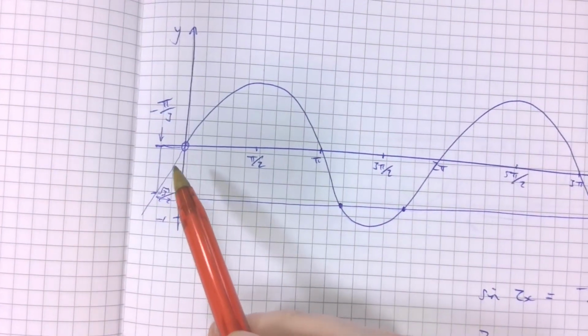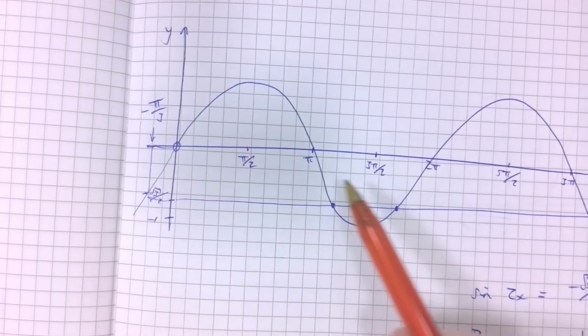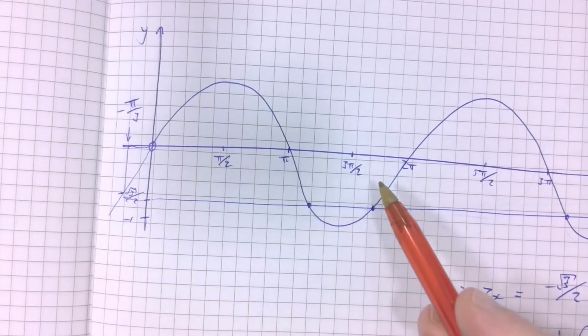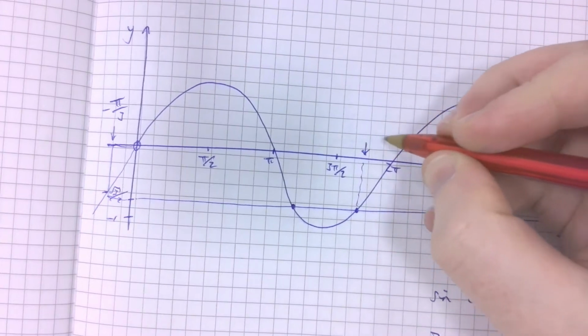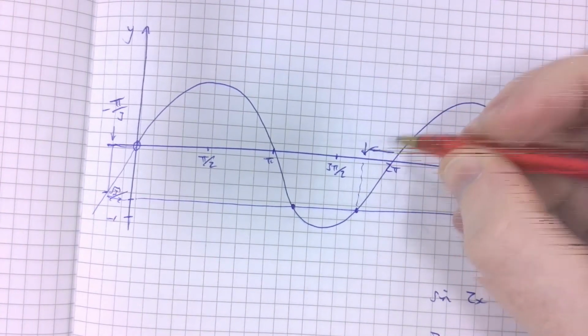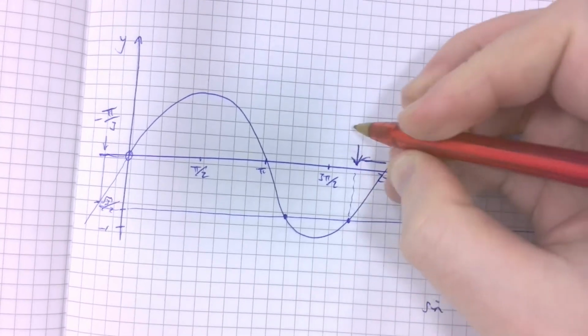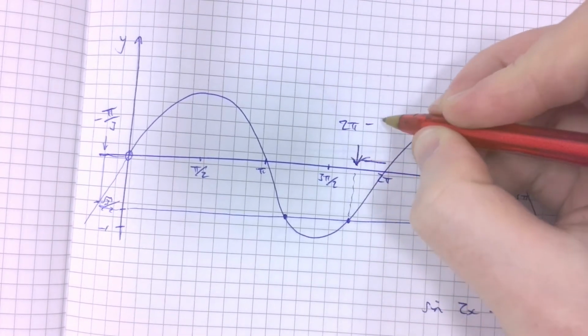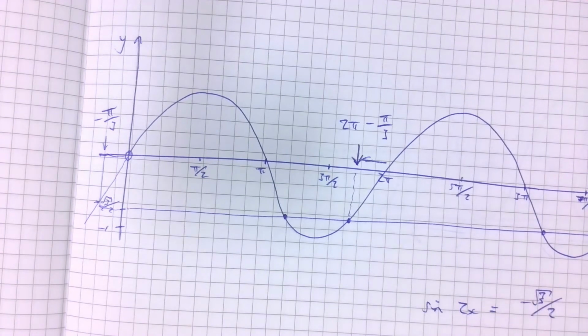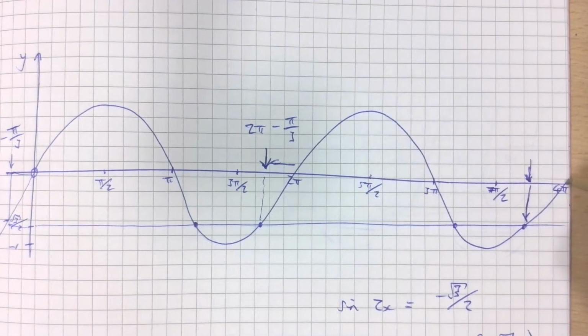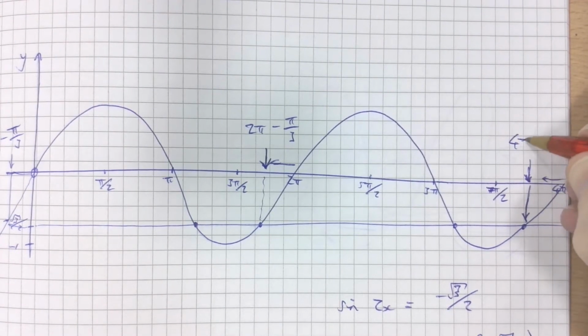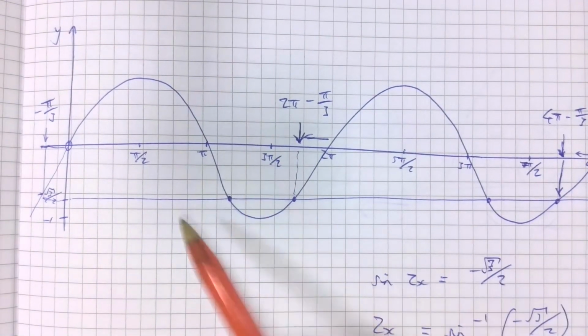Because the x value is negative, it's got to be on the left-hand side of this diagram. Okay? Now let's jump over to the next point where this path continues. This point is a third of pi less than 2 pi, so this point here is 2 pi minus pi over 3. And similarly, this point down here is 4 pi minus pi over 3, because the pattern repeats. Okay?